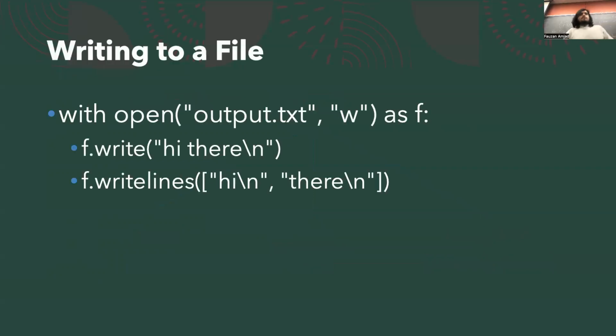When you write to a file, you use the write function. So you have with open output.txt, and notice what's in quotation marks. We don't have the R anymore, we have the W, and we open it as file. We write to the file with f.write, hi there, and then we write lines. We can write either all together and use the \n as an escape sequence to start a new line, or we could do it a little more simply and write it as a list of strings. As you notice, in the list of strings it's in the writelines function, and every element of that list becomes a new line.